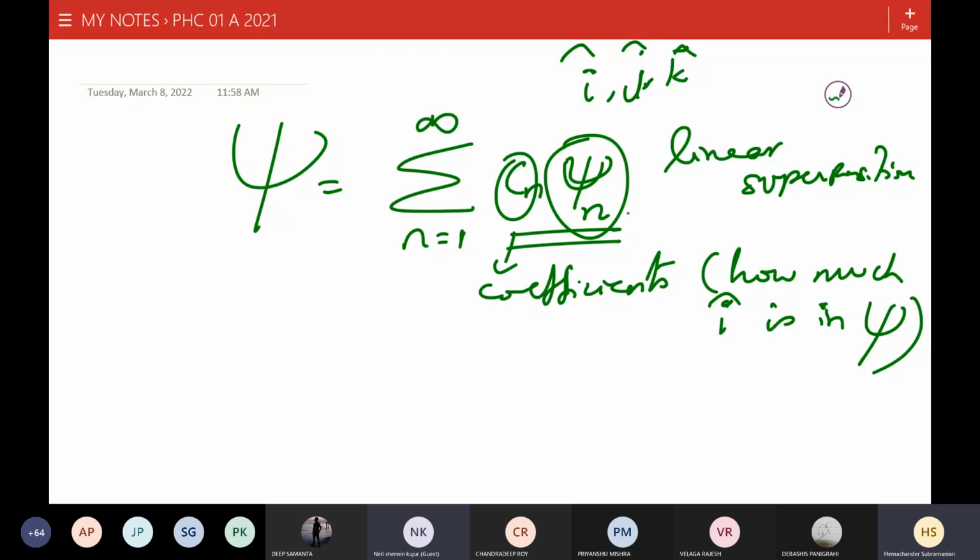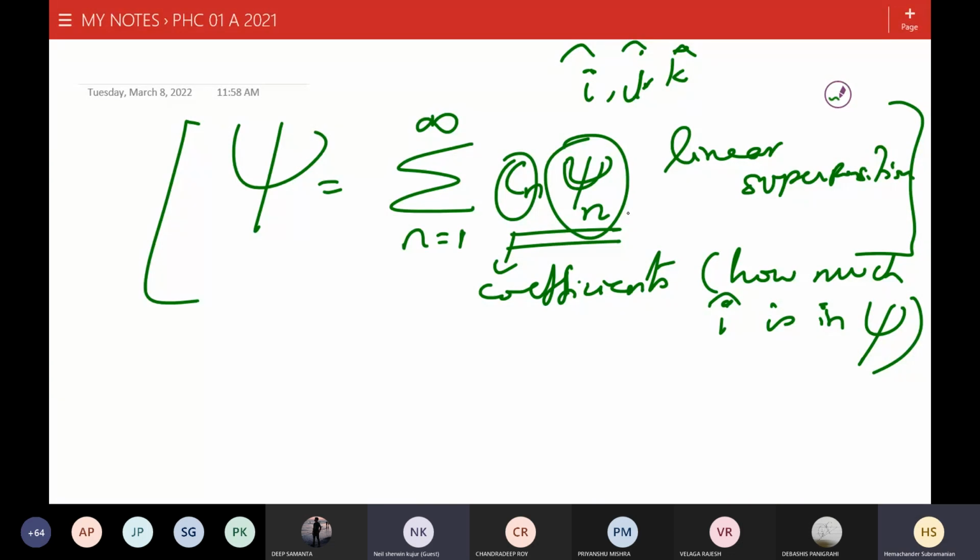So I just wanted to come to this point to answer your question. Is your question answered? Yes, sir, that vector summation makes sense. So basically this is a vector summation in an infinite dimensional vector space called Hilbert space.